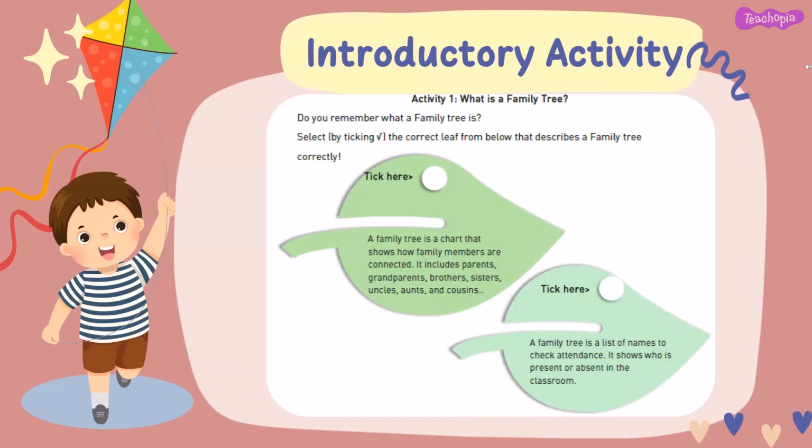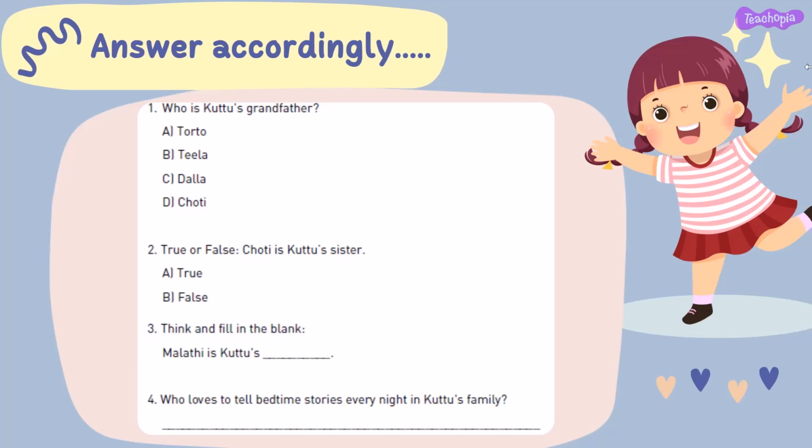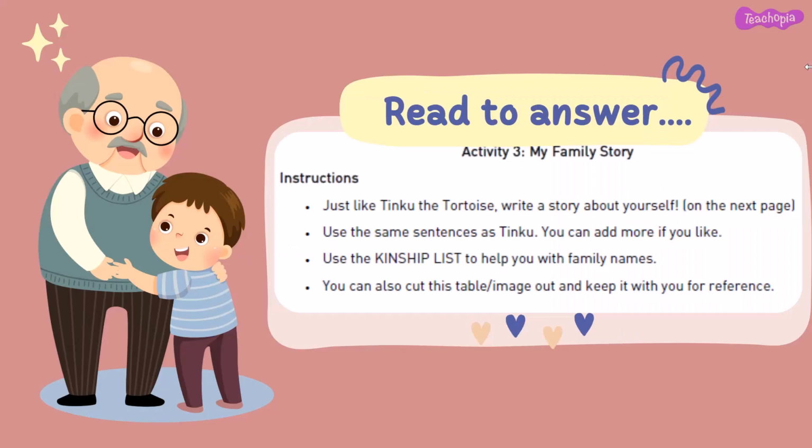Next, we move on to the introductory activity, where in activity 1, the learners are introduced to the concept of what a family tree is, that it is a chart that includes all the family members and the connections between them. Next, we will have a short story that the learners will be required to read and answer the following questions. This will help the learners understand the terminologies in English for family relationships.